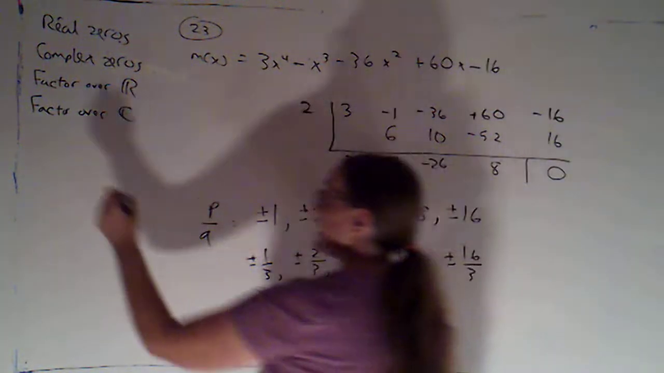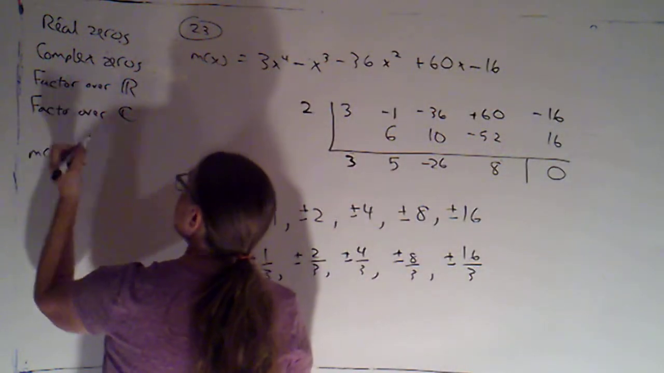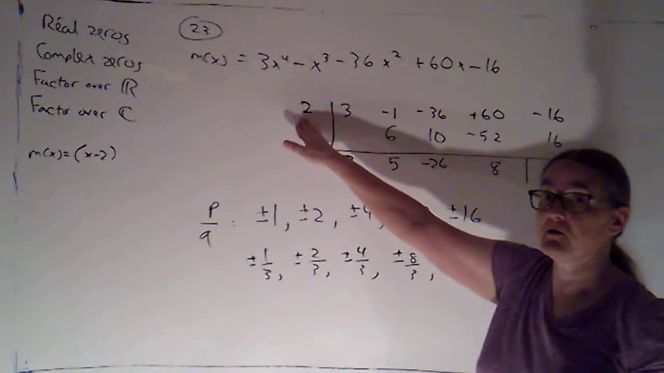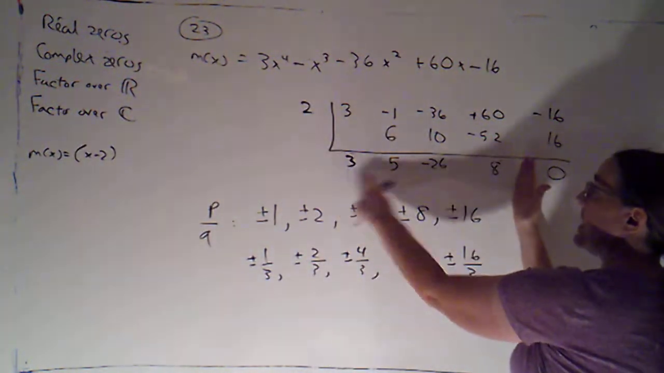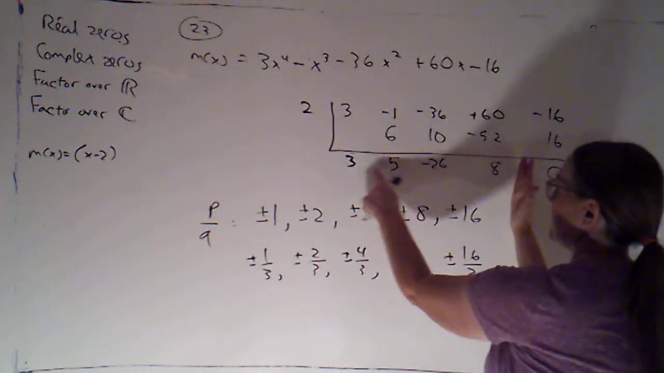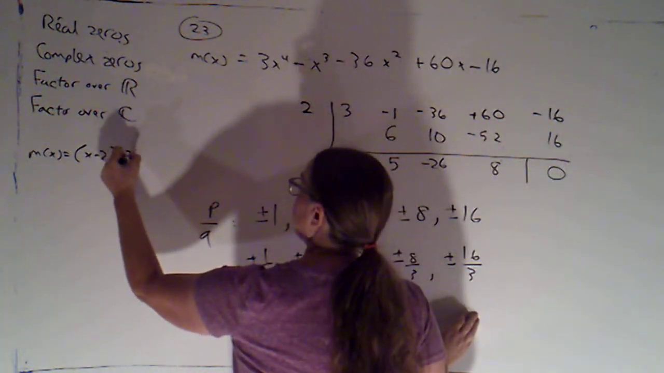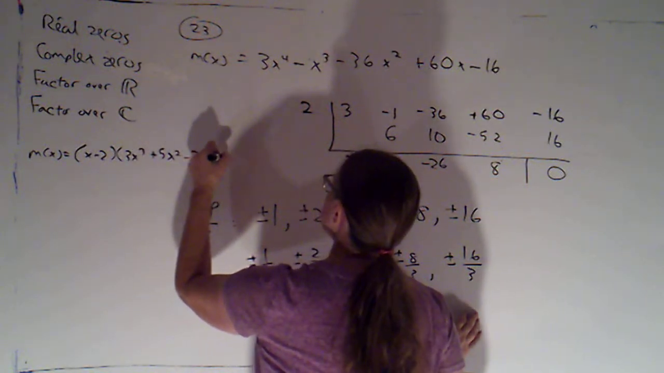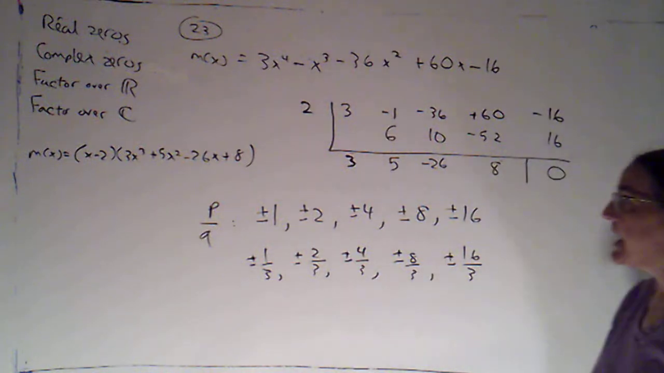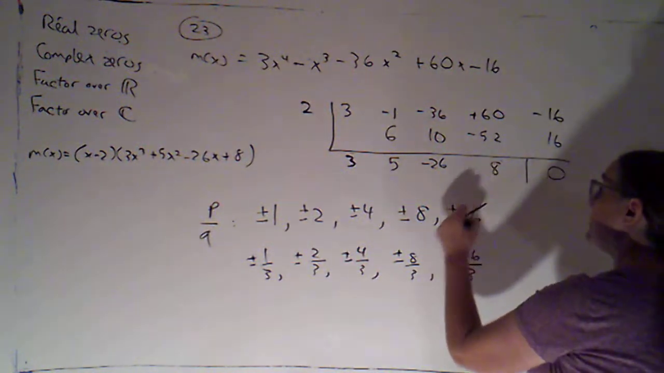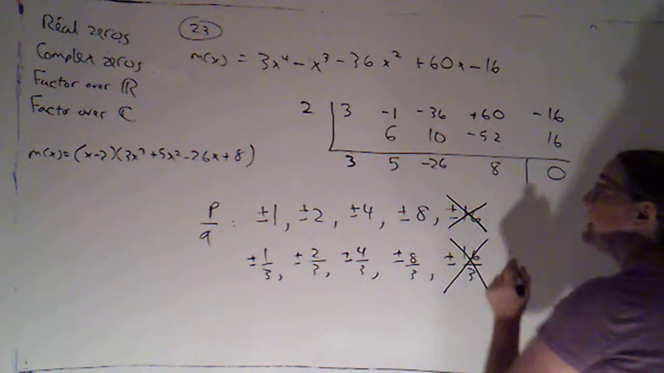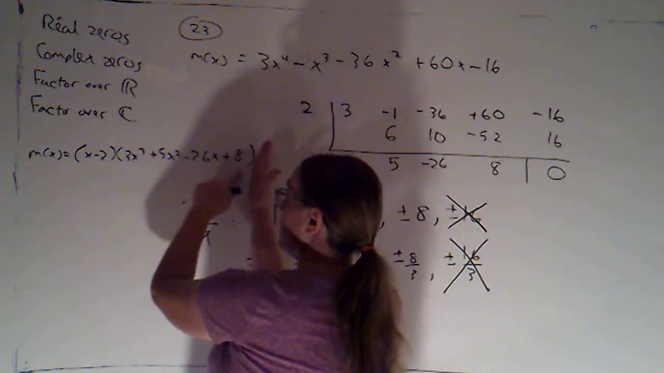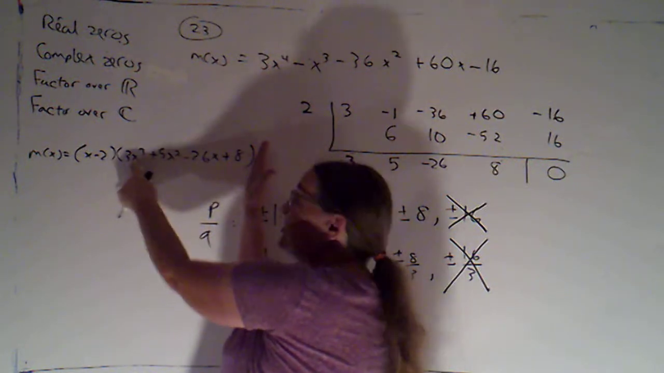So at this point, I know that m of x is equal to x minus 2. That would be the factor that goes with 2. And then this gives me the other factor, constant x's, x squareds, x cubes. So 3x cubed plus 5x squared minus 26x plus 8. And at this point, I can now get rid of the plus or minus 16 and the plus or minus 16/3.